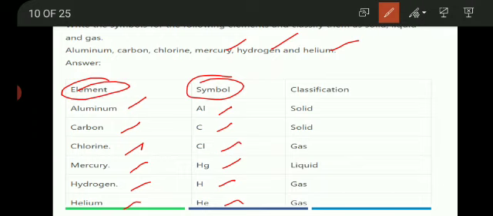This is the symbol. What is the classification? Aluminum, we know, is solid in state. It is very hard. Also metal. So that is called solid. And carbon also solid, like coal. Coal is also carbon. That is solid. Chlorine is gas. Mercury is liquid. Hydrogen is gas and helium also gas. Right.